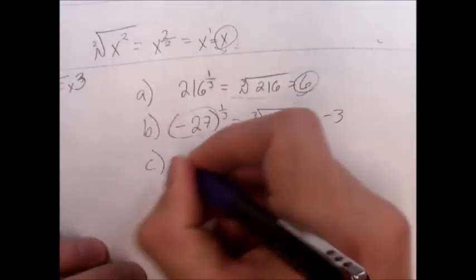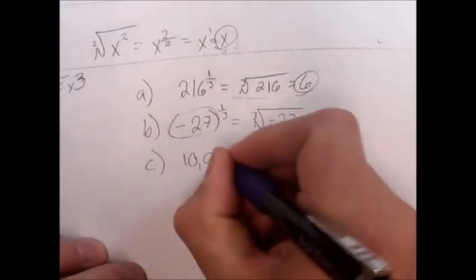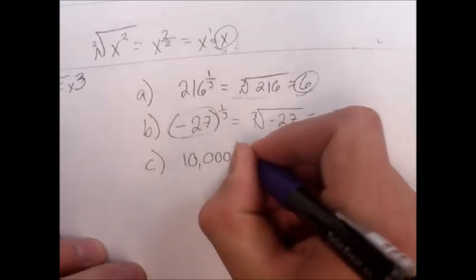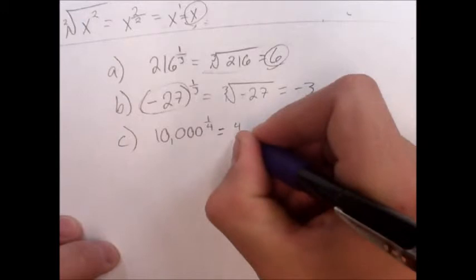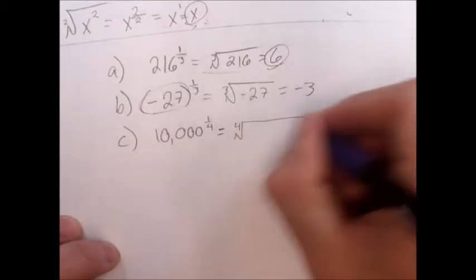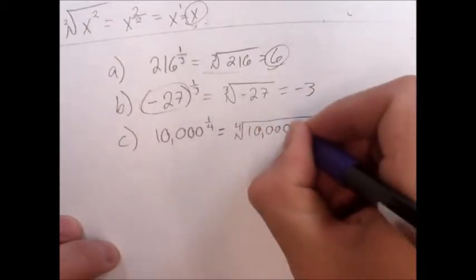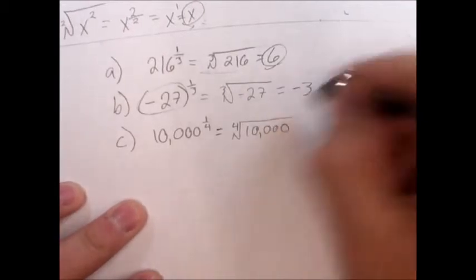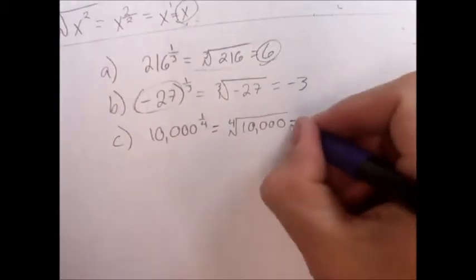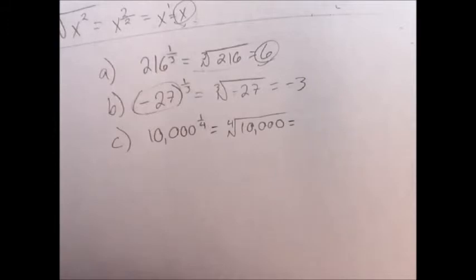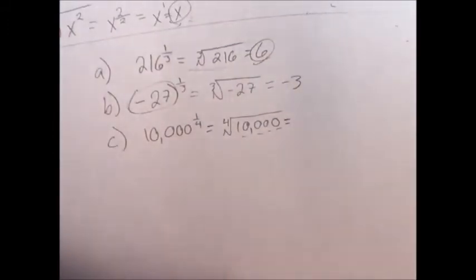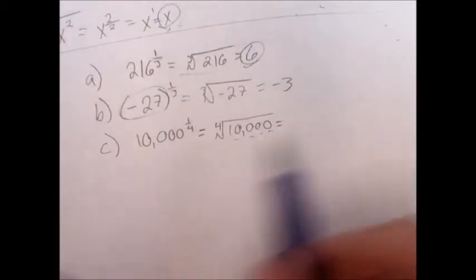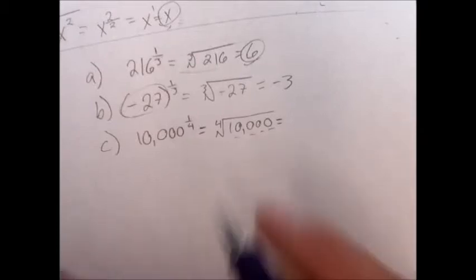On C, it gives us 10,000 raised to the power of 1/4. Okay, I need to rewrite that. So it's the 4th root of 10,000. I ask myself, what multiplied by itself 4 times is going to give me 10,000? This one's fairly easy because the number of zeros that are here is obvious. The answer is going to be 10.